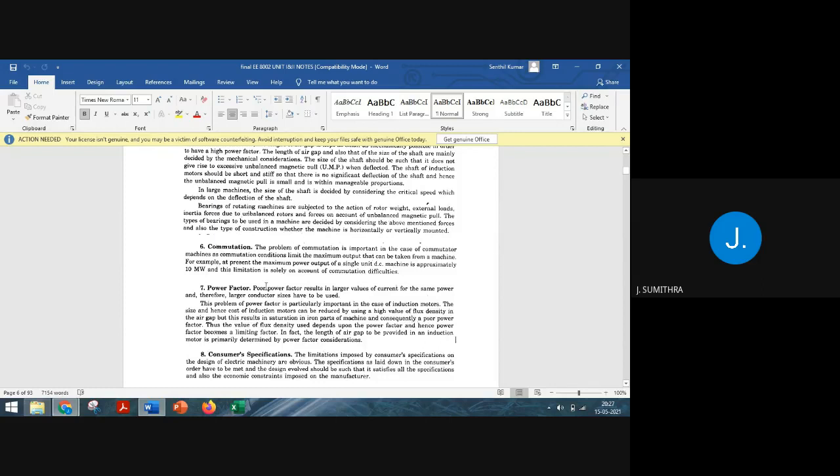So it is always advisable to operate any electrical machine with an improved power factor, so that we can go with some external or auxiliary devices for improving the power factor, even in the case of induction motors.